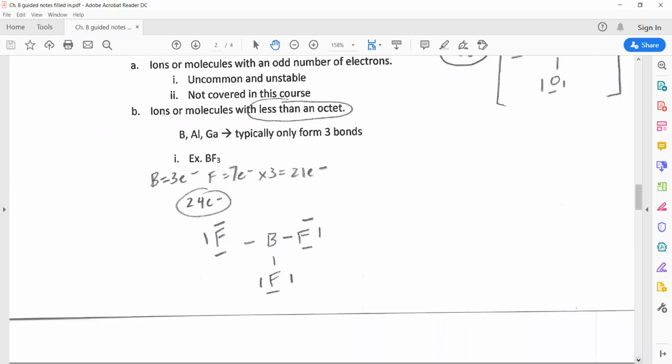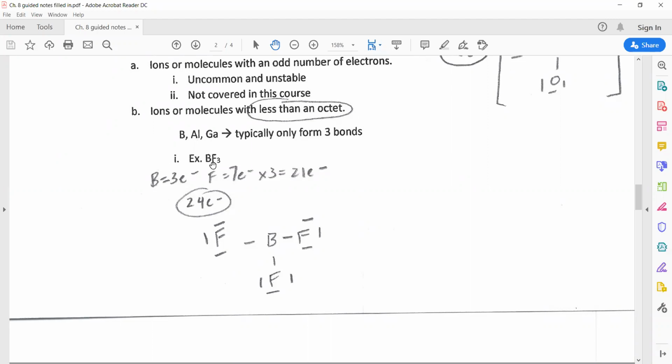There are some that want less than an octet, and there's only a few of them. Boron, aluminum, and gallium. If you look on the periodic table for these 3, they are all right there together in group 3, which helps you remember them a little better. They actually prefer only 3 bonds. I will explain why a little bit later. But they only want 3 bonds, which means if you are not forced to give them more, then you don't. Of course, if there's 4 atoms around them, you have no choice. But if you have the option, you want to just give them 3 bonds.